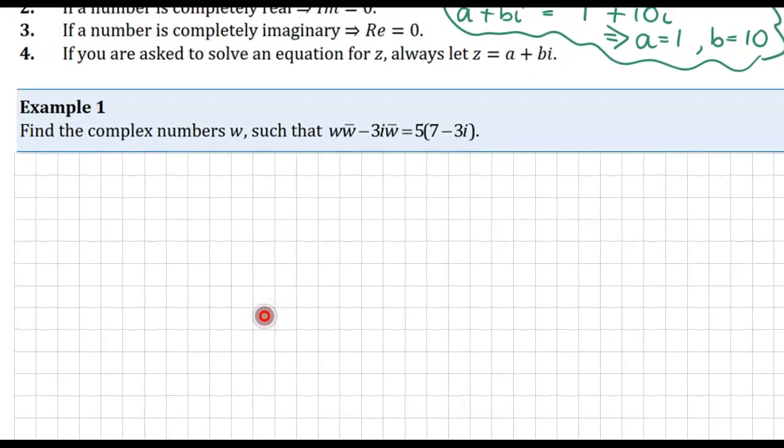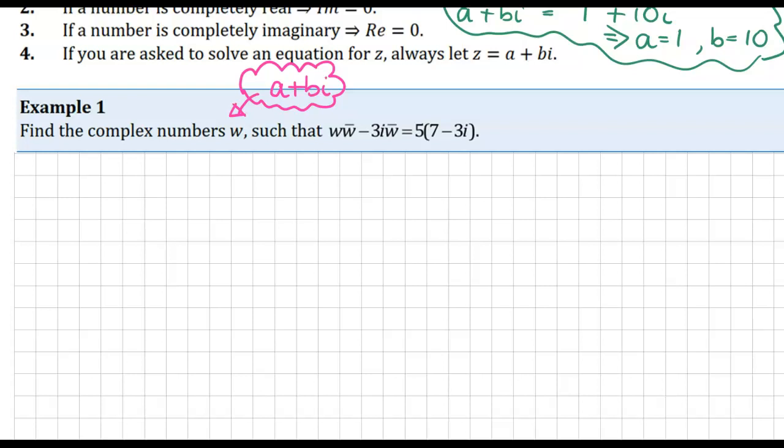Now the first thing is very important from step 4. If you're asked to solve an equation for z, so we're asked to solve for w here, we must remember that w is actually in the form a plus bi. It's really important that we do that, because if we don't, we're going to only solve for one of the two, the a or the b. We need to solve for both of them.